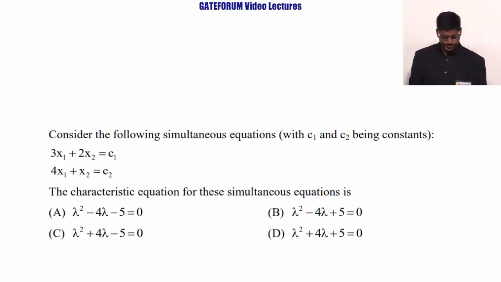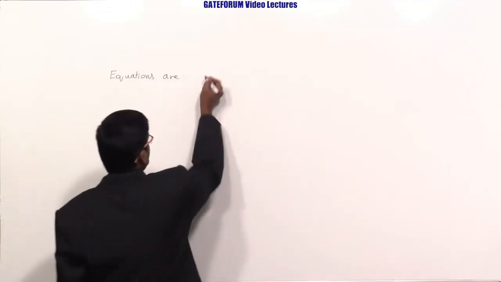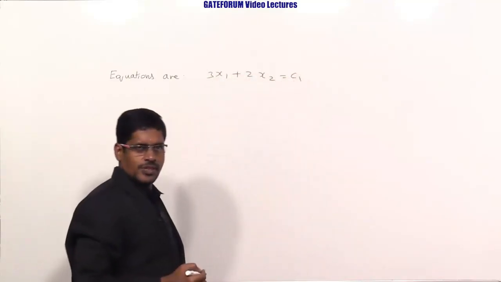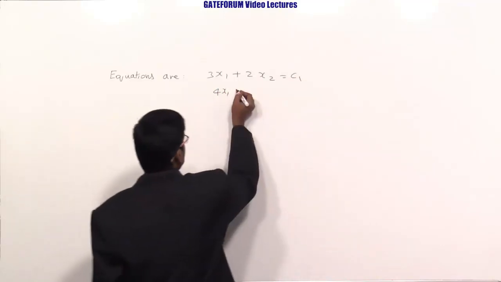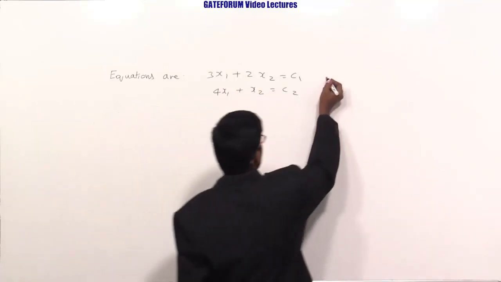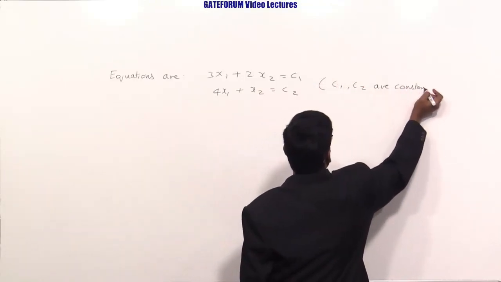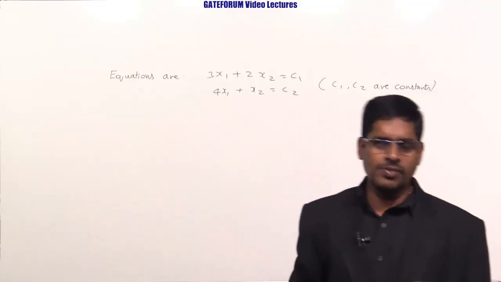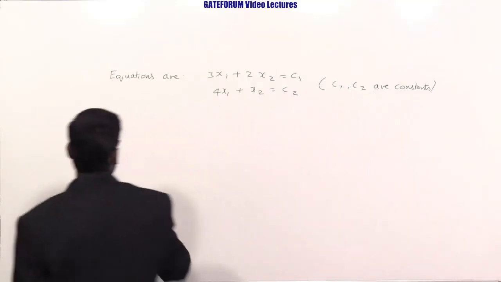The solution is, 3x1 plus 2x2 is equal to c1, where c1 is a constant and x1, x2 are variables. 4x1 plus x2 is equal to c2. c1, c2 are constants. If both are 0, this is called a homogeneous system of equations, Ax equal to 0. Otherwise, these two equations can be put in matrix form as Ax is equal to B, where A is the coefficient matrix.